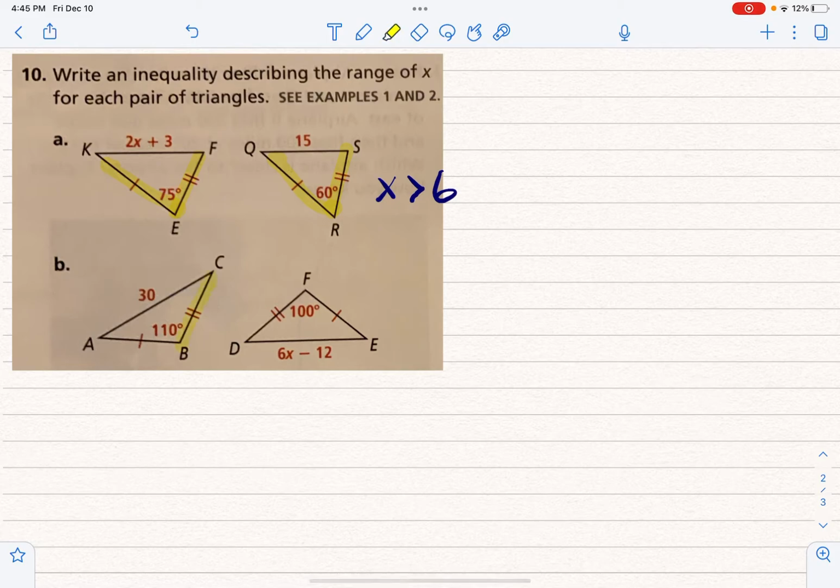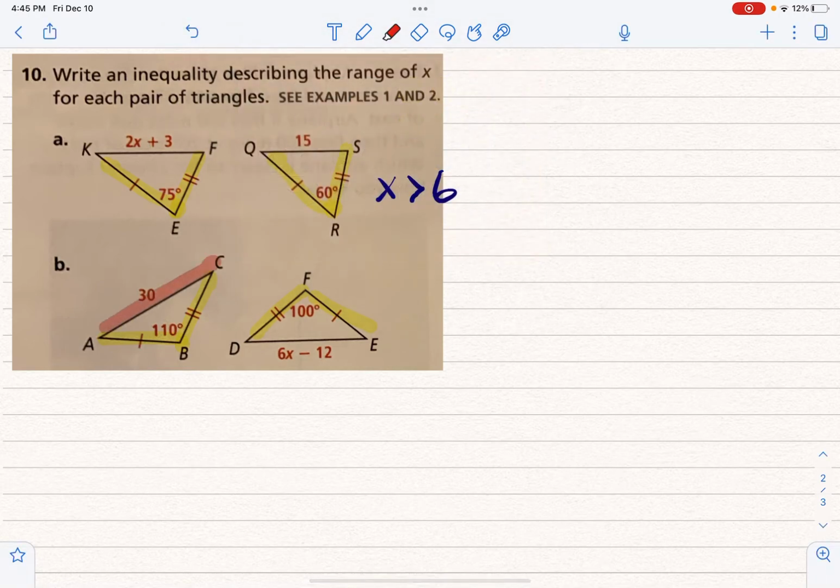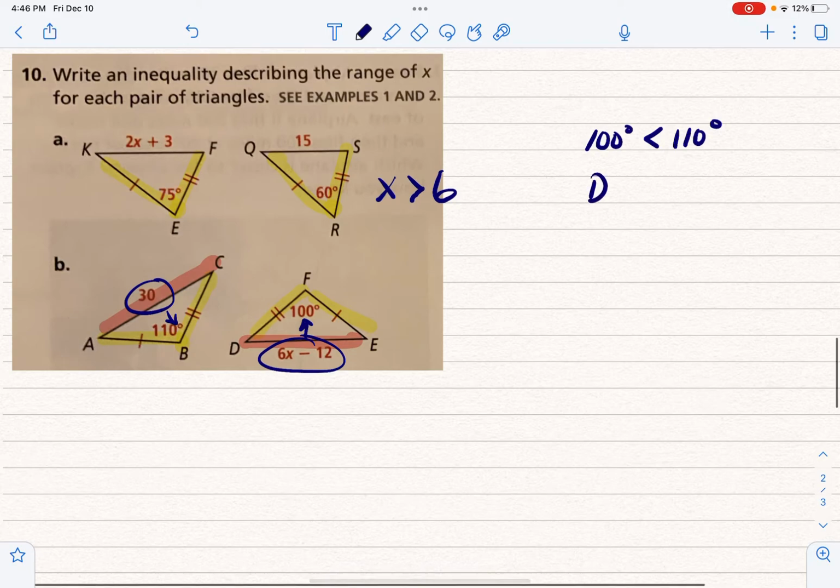Again, this side is congruent to this side, and this side is congruent to this side. So that third side, this side right here, really just comes down to which one is opposite the larger angle. And this one right here is opposite the larger angle. This one right here is opposite the smaller angle. And that helps you understand the relationship. But for this one, I might spin it around and say, well, 100 degrees is less than 110. And that's true, which would mean that the length of side DE is less than the length of side AC, which is also true.